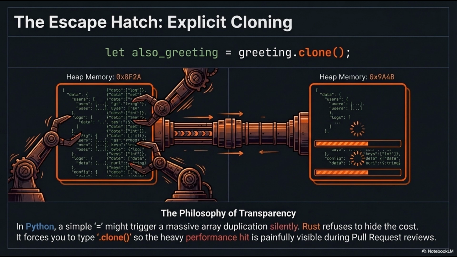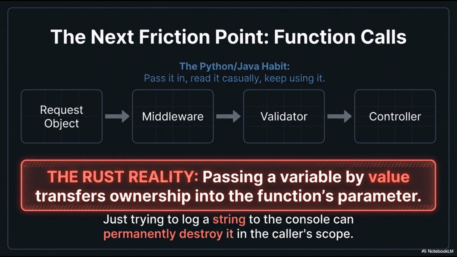Okay, I buy the strictness when I'm just renaming a variable or duplicating a string in the same block of code. Sure. But real backend systems aren't single blocks of code. We pass request objects through layers of middleware, validation functions, database controllers. All over the place. Right. So if handing off a variable destroys the original owner, how does data survive traveling through an application?